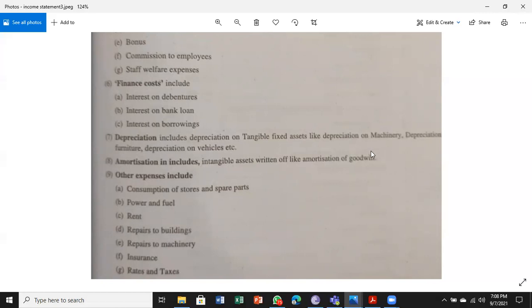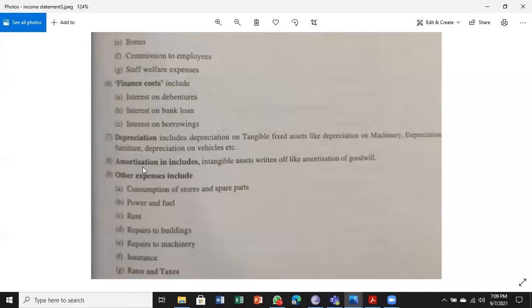Next is depreciation. Depreciation is charged only on fixed assets like machinery, plant, furniture, vehicles, computers, and equipment like that. How much depreciation is to be calculated, as per the income tax or as per the problem given, we take that. Then amortization. Amortization means reduction in intangible assets. There are so many intangible assets: goodwill, copyright, trademarks, and various other kinds of intangible assets. All those come under amortization.